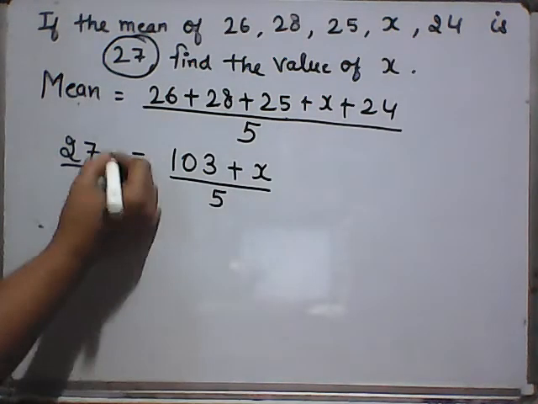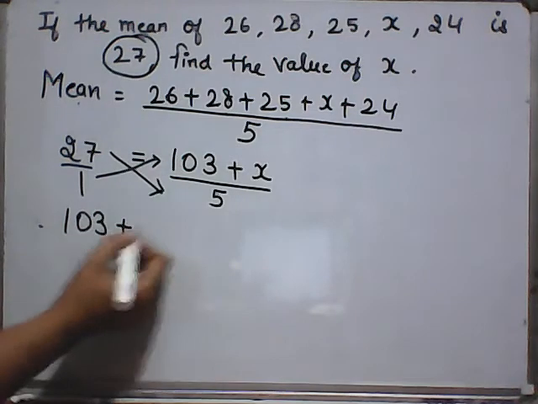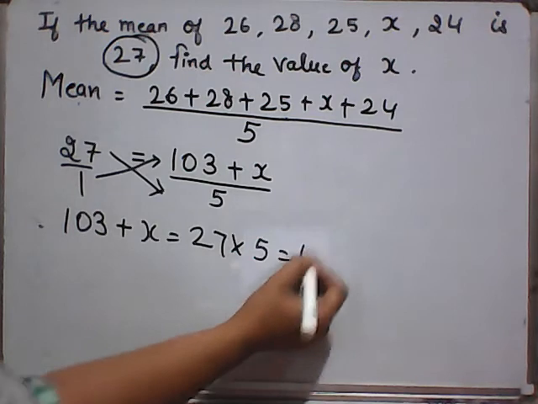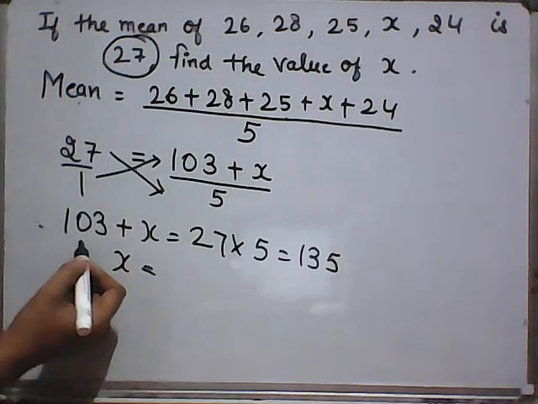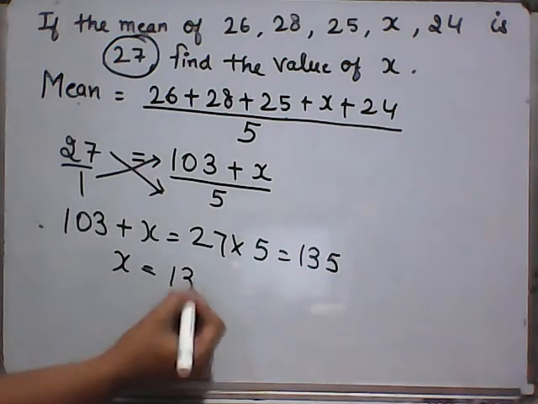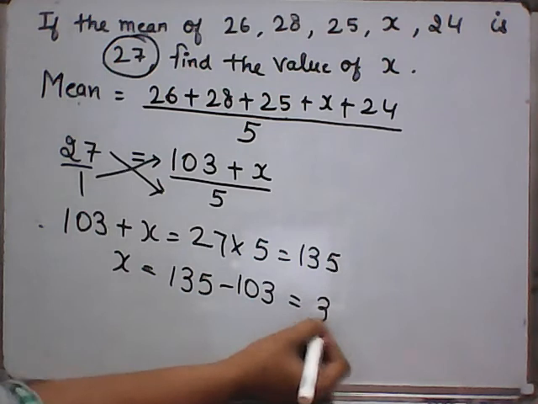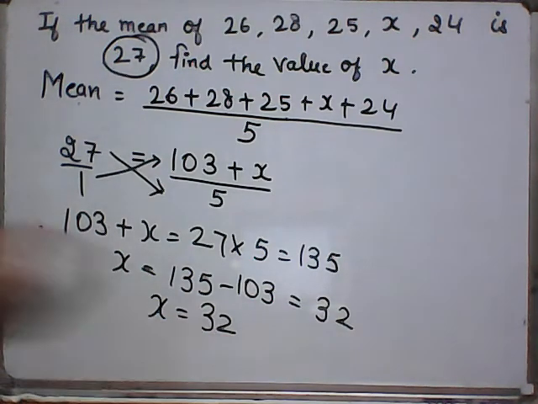Now cross multiplying, 103 plus x is equal to 27 multiplied by 5, that is equal to 135. Now when 103 goes to right side, it becomes negative. 135 minus 103 is 32. So in this way we can find out the missing observation if mean of the data is given to you. Let's come to next topic, median.